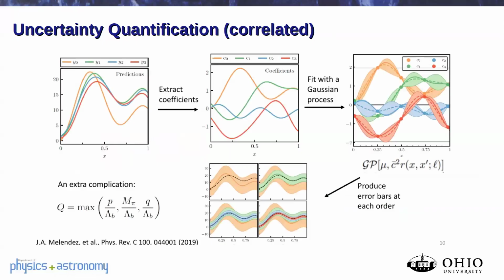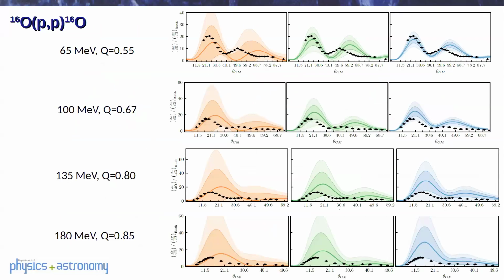Otherwise, we then did the correlated uncertainty quantification. We actually put an X and a P in, and the momentum transfer in our breakdown scale. We just do predictions, coefficients, fit with Gaussian process, and produce error bars. That is the answer. And I always put the Q in here, this is LO, NLO, and N2LO. We did 65 and 180. Basically, you see at 65 with a 0.55, the error bars get smaller.